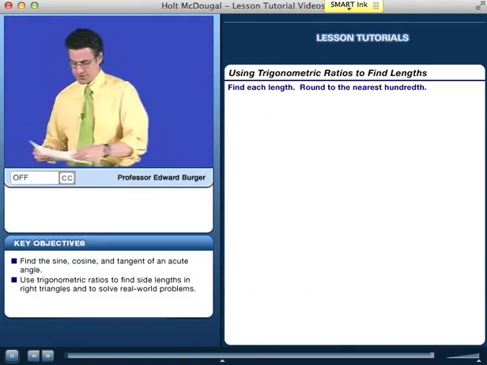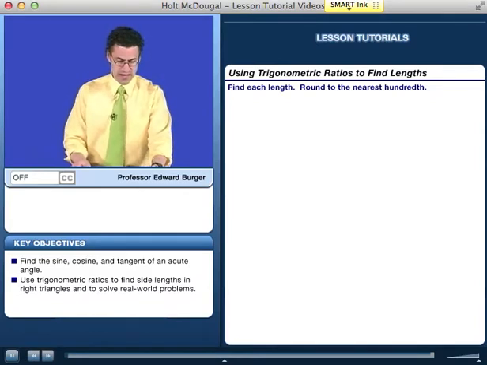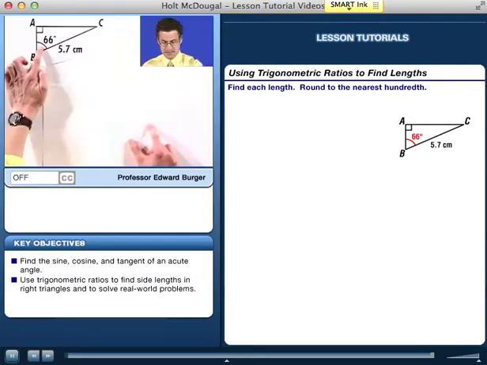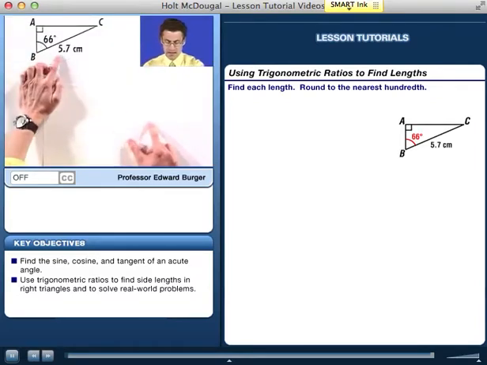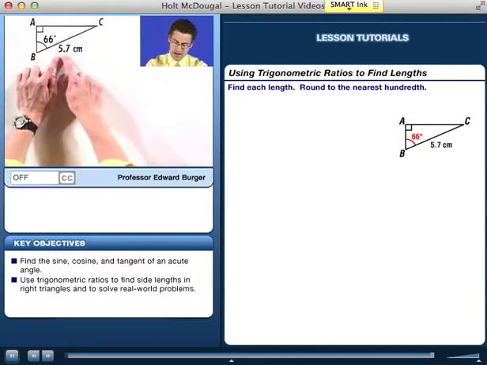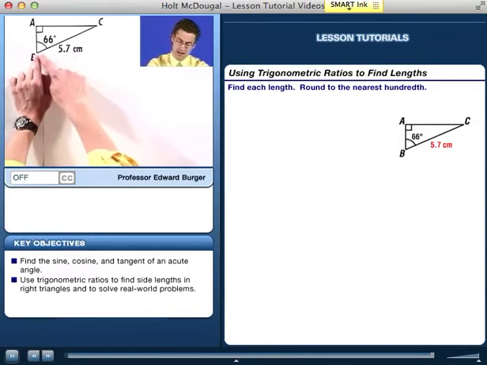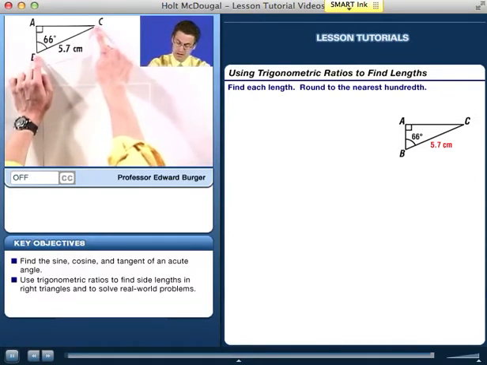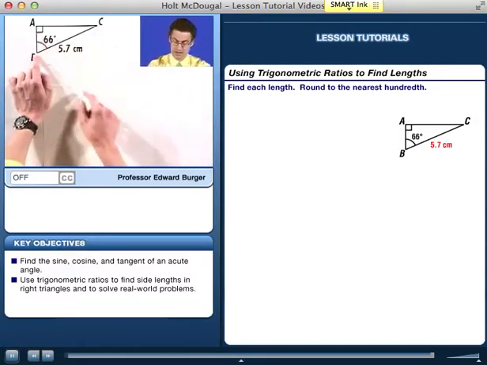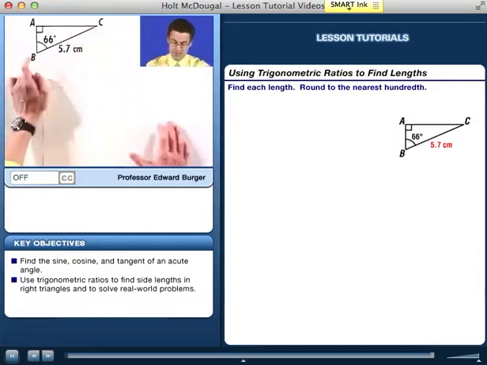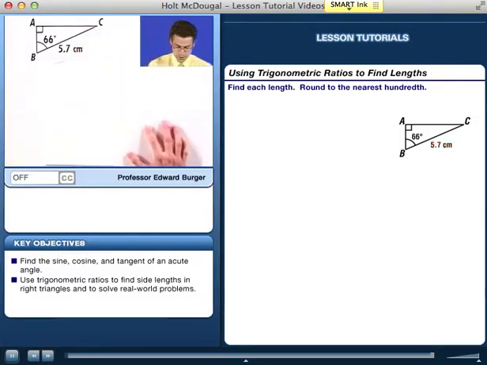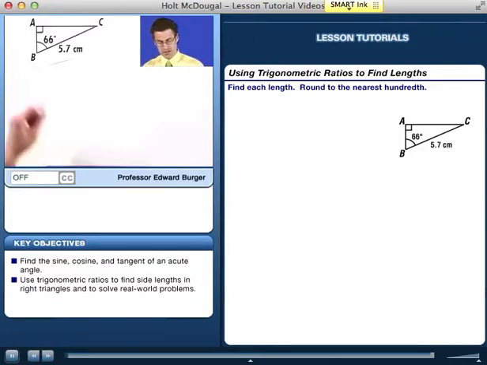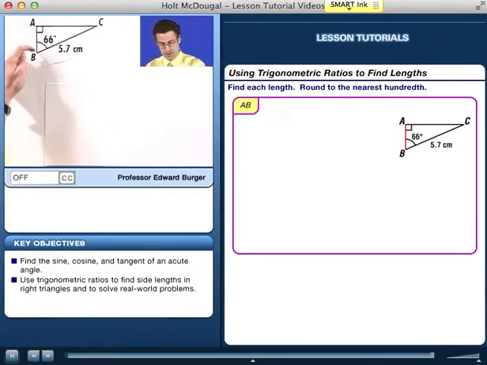So here's a different triangle, triangle ABC. And I'm told it's a right triangle. I'm told this is 66 degrees, and this hypotenuse is 5.7 centimeters. You can see that this is definitely not accurate because that's really, really long, but it's okay. This is just an artist's rendition, so we have to understand that this is actually 5.7 centimeters. No problem. Okay, so what do I need to do? Well, I'm asked to find the length of AB. So I want to find this length.